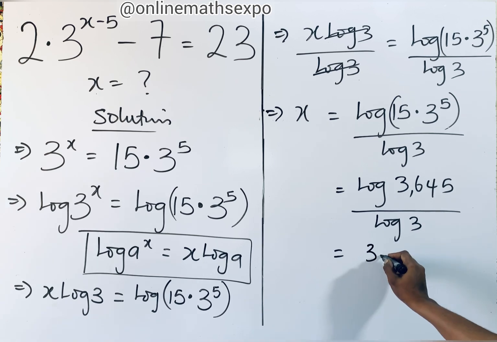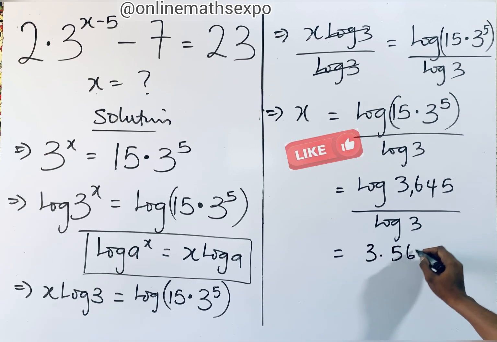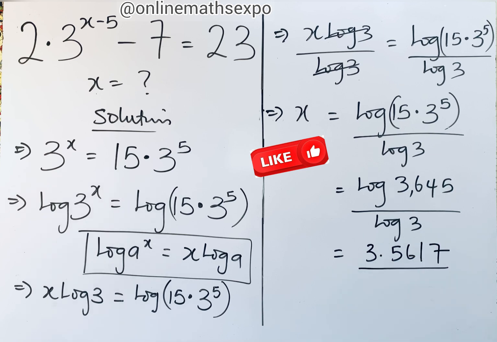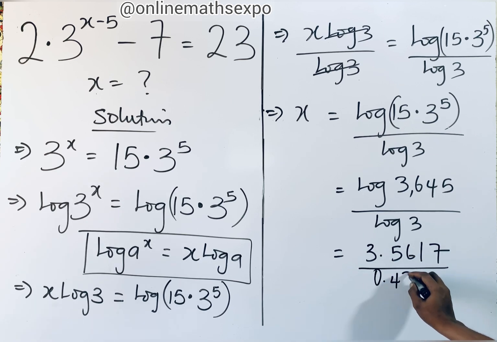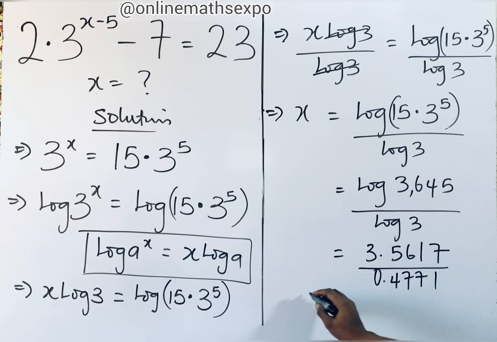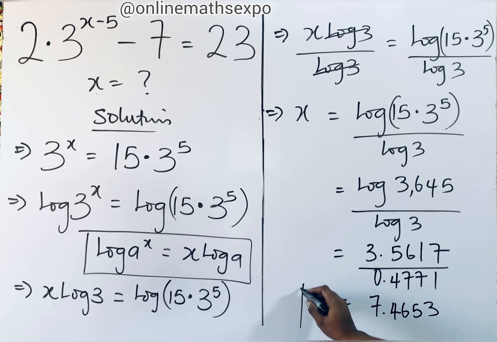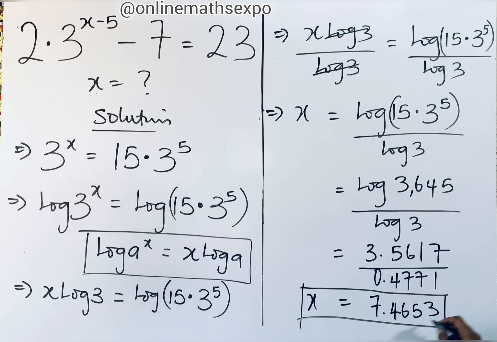We have 3.5617, divided by log of 3, which is 0.4771. So when you divide this, it will give you x as 7.4653. So this gives us the value of x when we used the calculator. Okay, this is the numerical value of x.